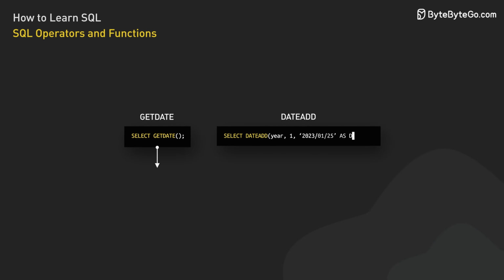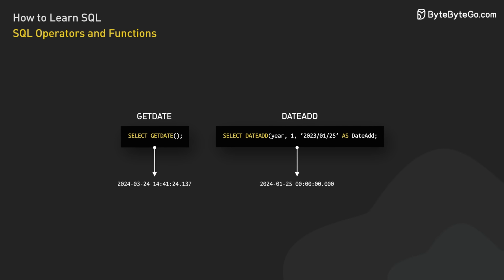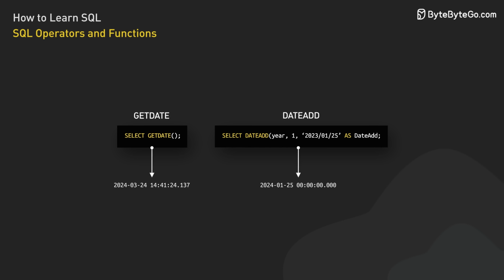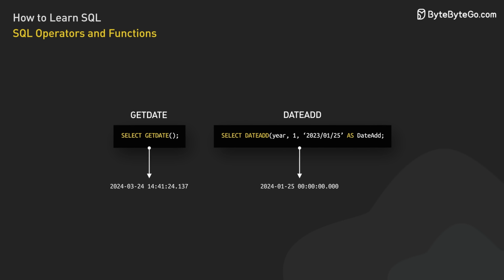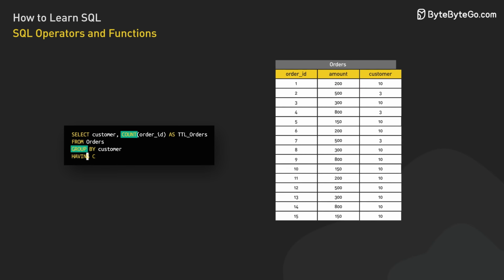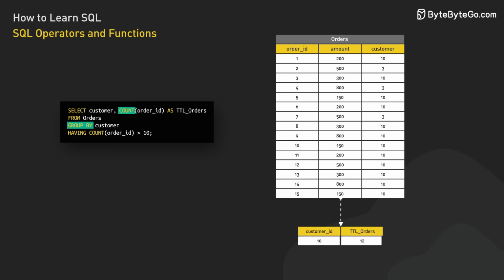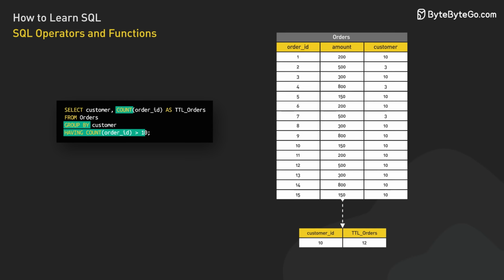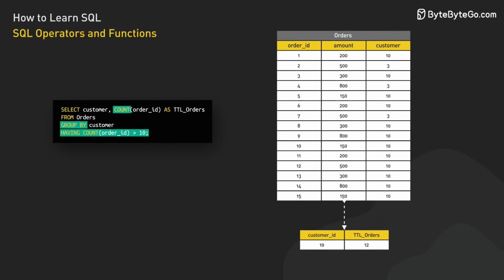Date and time functions handle operations on temporal data, like getDate for the current date and time or dateAdd for modifying dates. Aggregate functions summarize data across multiple rows. They are often used with group by and having clauses for advanced analysis. For example, you could use count and group by to get the number of orders per customer, and having to filter only customers with more than 10 orders.